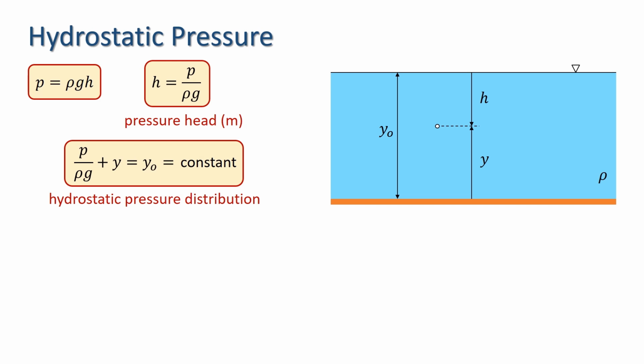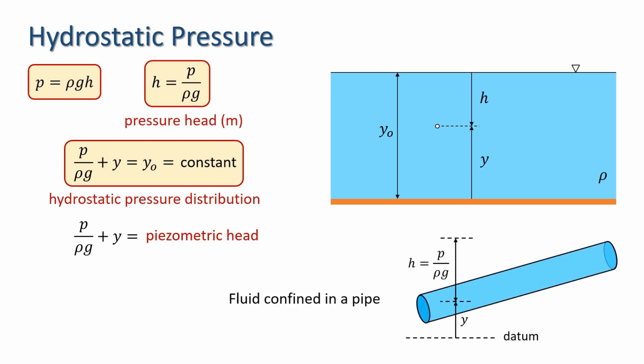The constant depth y0 is called the piezometric head, a term we use both with a standing fluid and a fluid flowing with a free surface. It's worth noting that when we have fluid confined in a pipe, we still have a hydrostatic pressure distribution, and this provides the basis for one method of measuring pressure, the piezometer.